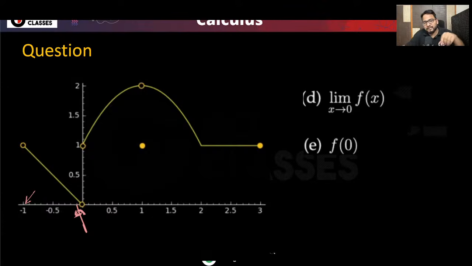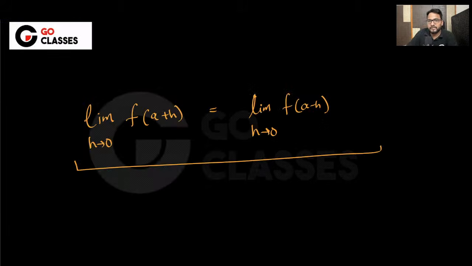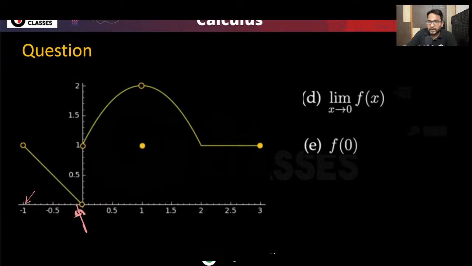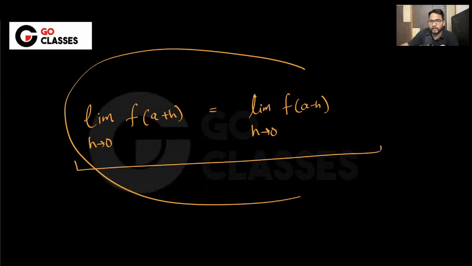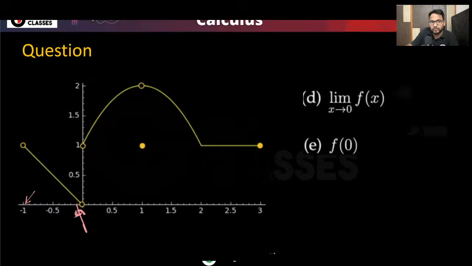So basically, this D means you're talking about the limit of f(x) at x equal to 0, which is saying that this is the value you're talking about. Okay. So now tell me, are these two things good? Which means at x equal to 0, the left limit. Let me write it maybe on the next page.